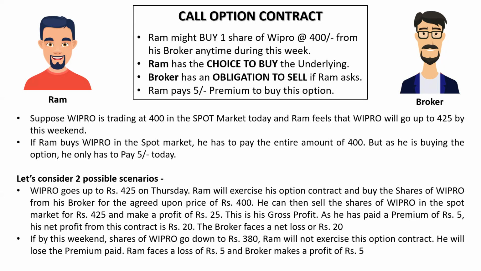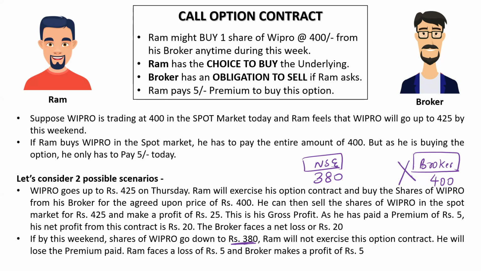If by this weekend the shares of Wipro don't go up, so Ram was very wrong in his analysis, Wipro went down to 380, or let us say something bad happened in the market and the prices did not move as expected. So now again, in the NSE, Wipro is available at a price of 380, but the broker will sell it to you at 400. So it is like you're getting something on Amazon for 400 and in the open market you are getting it at 380. So obviously you will not buy it from Amazon. So he is not going to buy it from the broker. Whether he buys it from the NSE or not is immaterial. This contract is not going to be exercised.